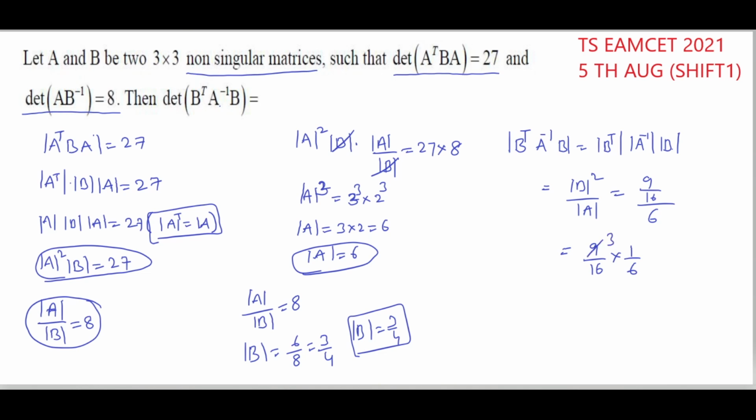Here 3 times cancels, here 2 times cancels, that is equal to 3 by 16 into 2, 32. Therefore, det of B transpose A inverse B is equal to 3 by 32. This is the answer.